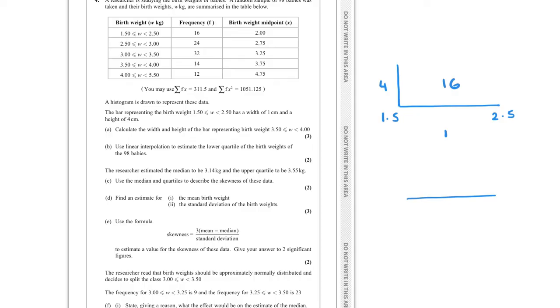Then it wants us to calculate the height between 3.5 and 4. Okay? Which is 0.5. And they need to multiply 3.5 and 4 is 14, right? So if you think about it, 4 times 1 is 16. So we just times it by 4. So 0.5 times something is a quarter of 14.